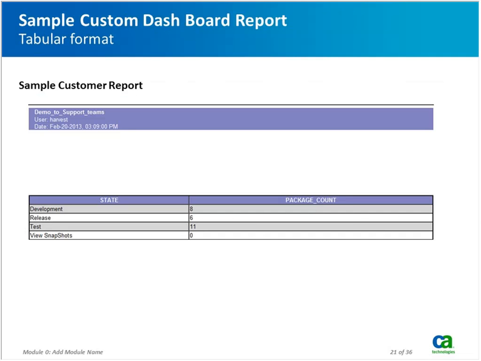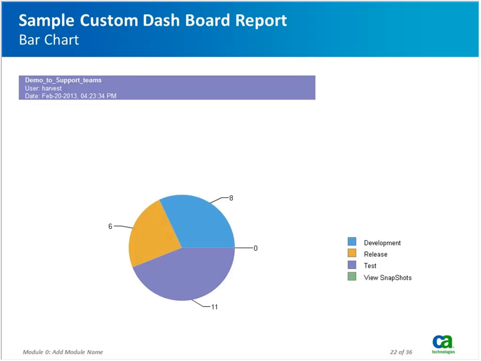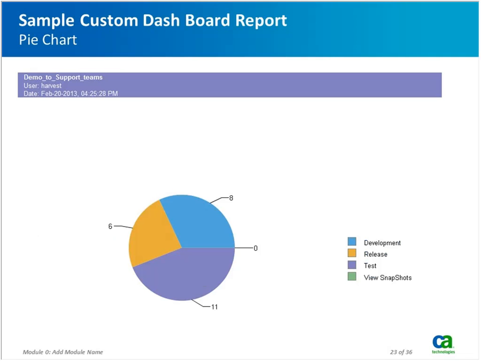So just a sample dashboard report in tabular format. This is just a package count by state, okay? There's a similar report, but in a bar chart format here. And here's, again, the same report, but in a pie chart format. So you can get these different formats that we've provided and put right into the system. Now, if you had the BIRT designer itself, you can get very creative with how you want to design these reports.